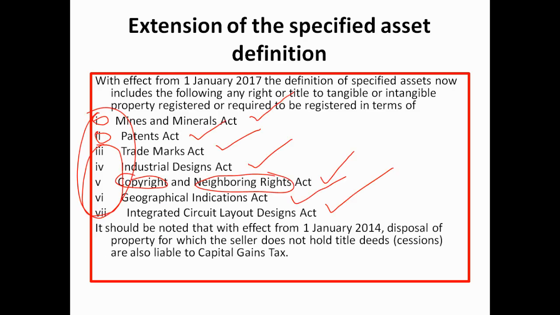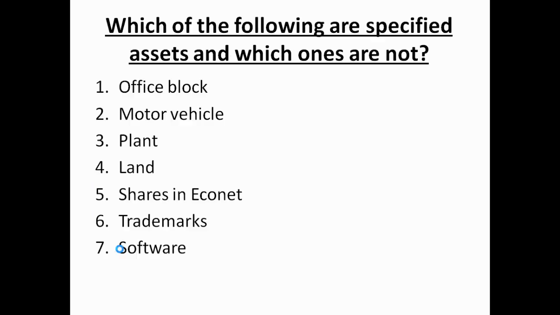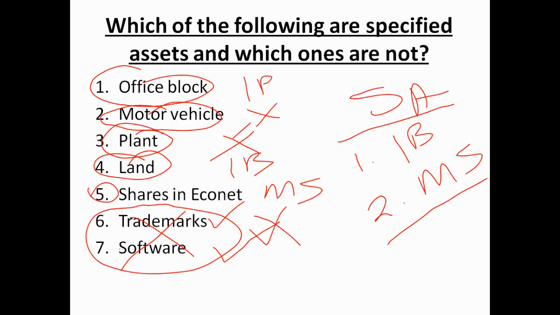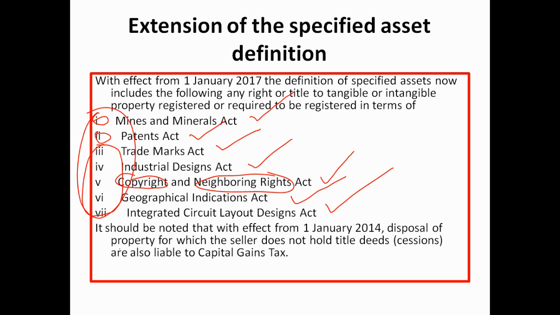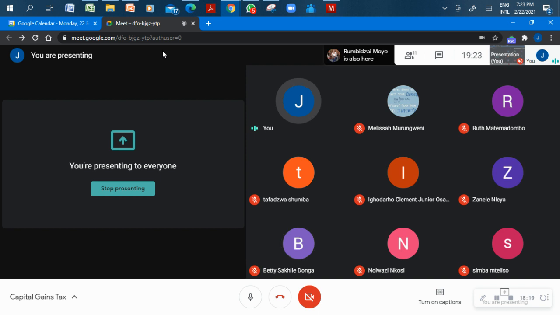I'm sure the software is... Let me just throw this question to the floor. Do you think a software is a specified asset having considered this extension of the specified asset formula? Anyone? I'm just going to pick one. Okay, so what do you think, Melissa? Do you think software is a specified asset?